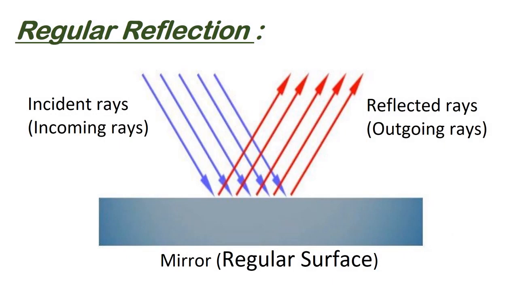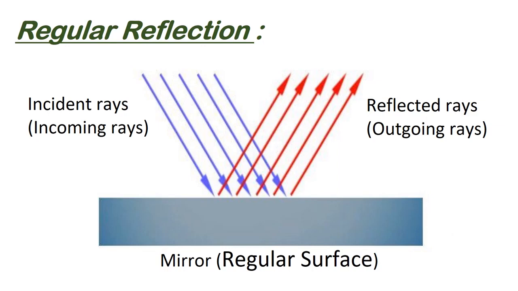Through this diagram, let us try to understand the main principle behind regular reflection. First of all, you all can see the surface is smooth. We can also call it a regular surface. For instance, let it be the surface of a plane mirror.